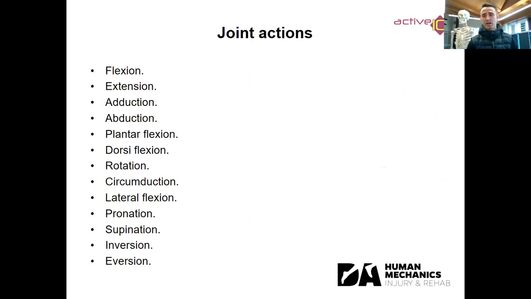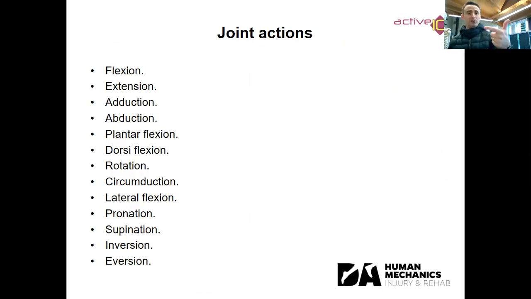Okay, joint actions. So the joint actions refers to what movement is available at certain joints. So the good way for you to learn this sort of stuff is to couple them. Most of these words that you can see on this list right now come in pairs. So if you have one joint action, you will no doubt have the other because it's the opposite direction.